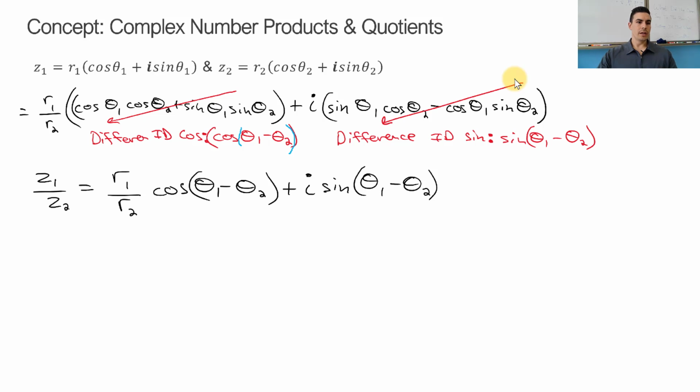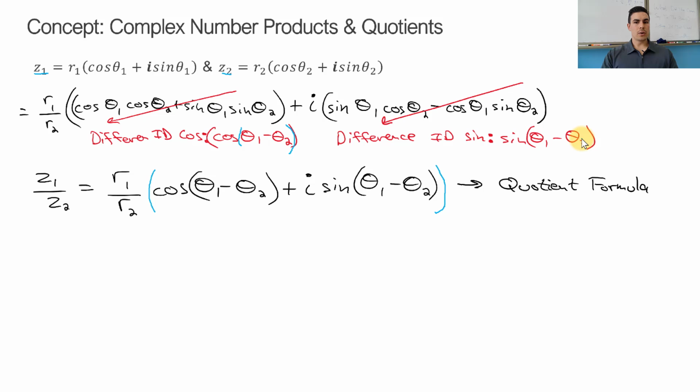So what we're left with is z1 over z2, so the quotient of these two complex numbers is going to be r1 divided by r2 times, this should be in parentheses, cosine of theta 1 minus theta 2 plus i sine of theta 1 minus theta 2. And that is our quotient formula, is how we refer to that.